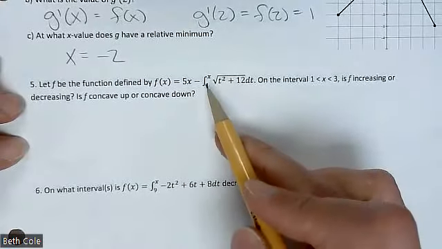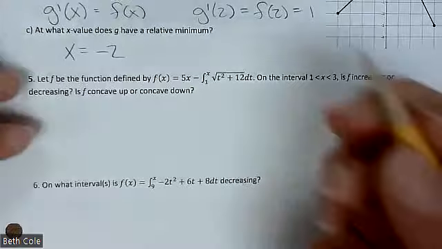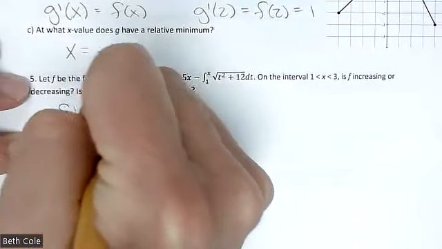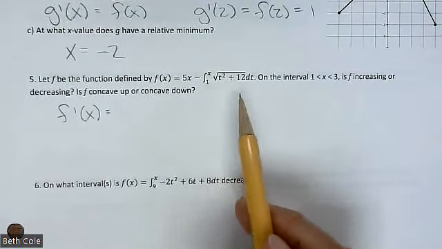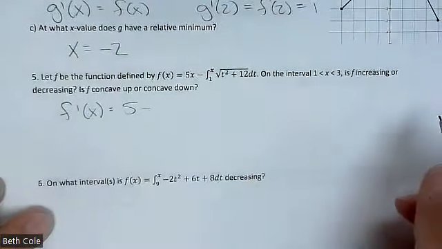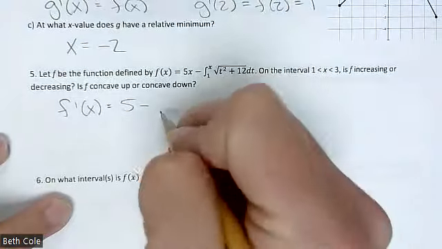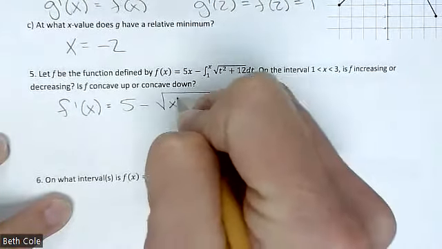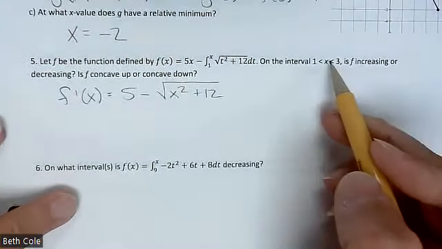All right, let f be this thing. It's an accumulation function. Accumulation starts at 1. On the interval 1 to 3, is f increasing or decreasing, concave up, concave down? For increasing and decreasing, you need your first derivative. So let's get f prime. What is your derivative of this thing? 5 minus the square root of x squared plus 12. Good, perfect. And then I would plug in 2.